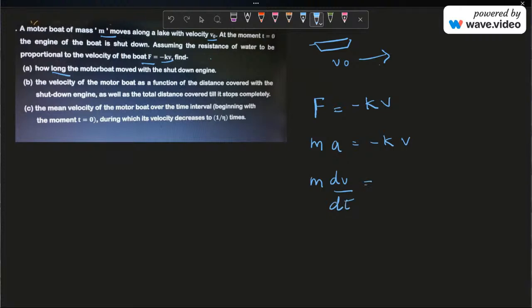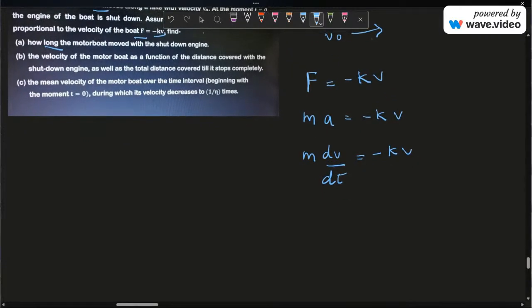Now, why do I write dv by dt first? Like in the last question, I had written dv by dt first, and here also, because I am certain that I will have to use the dt equation because the question is demanding me to find out time. But I don't know if I have to use the dx equation or not. Maybe I can find out the answer from here only.